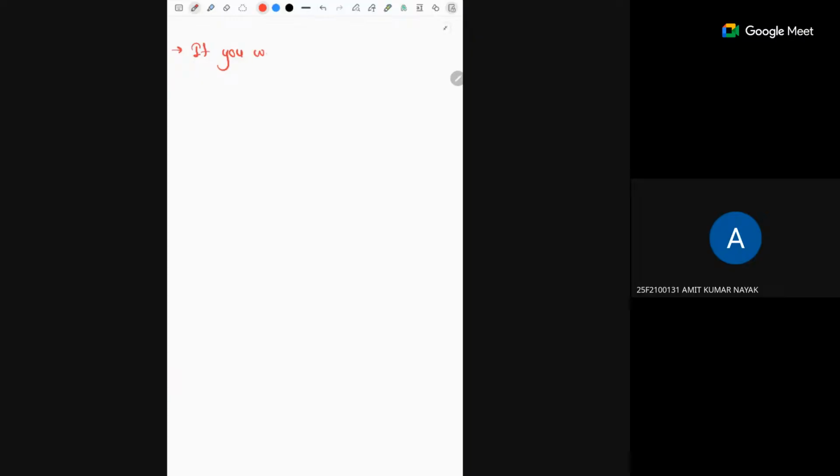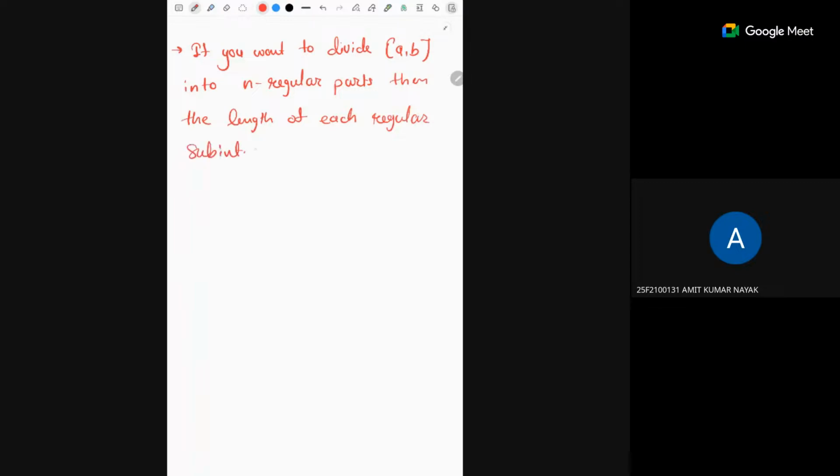that if you want to divide the interval a comma b into n regular parts, then the length of each regular subinterval will be b minus a by n.